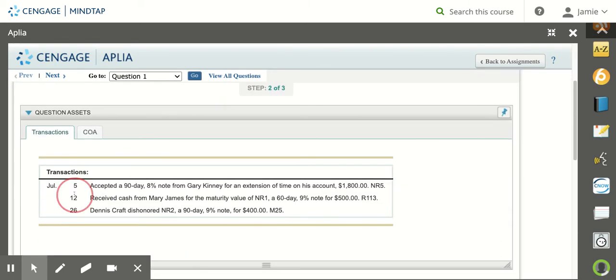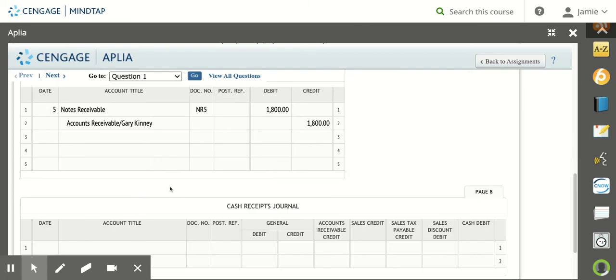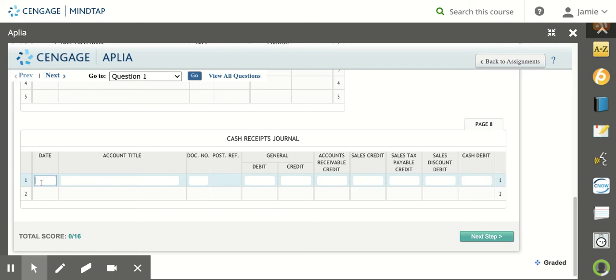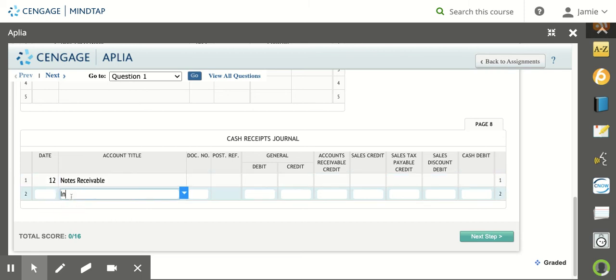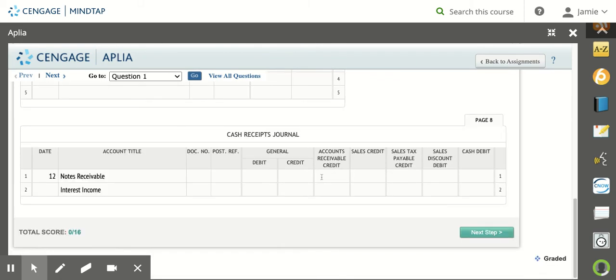Transaction number 2, on the 12th, we received cash for a notes receivable. So down here in our cash receipts journal, the 12th, we have notes receivable, and we have interest income. So our instructions tell us that she owed us $500. So that's our notes receivable that we're going to credit for $500. And then we need to calculate the interest earned.